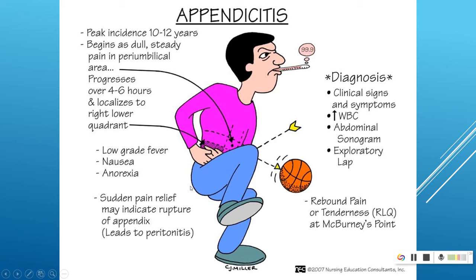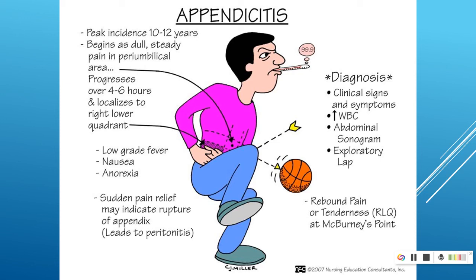Clients could run a low-grade fever. We already mentioned nausea and anorexia. Sudden pain relief may indicate rupture of the appendix. Why? We have all this pressure building up inside the appendix from the swelling, the edema from the inflammatory response. So that is what's causing the pressure. If the appendix ruptures and that pressure is suddenly released, then no more pain. But now we have the contents of the appendix out into the peritoneal cavity, and that can cause peritonitis.